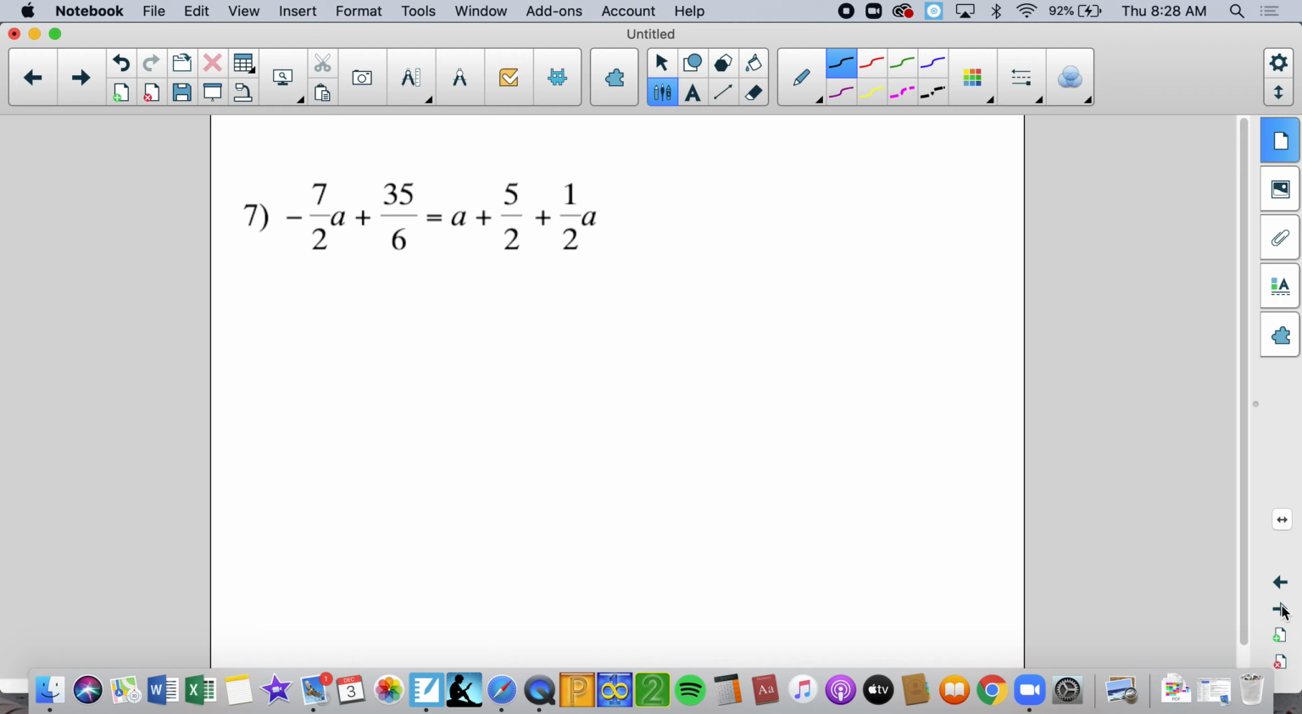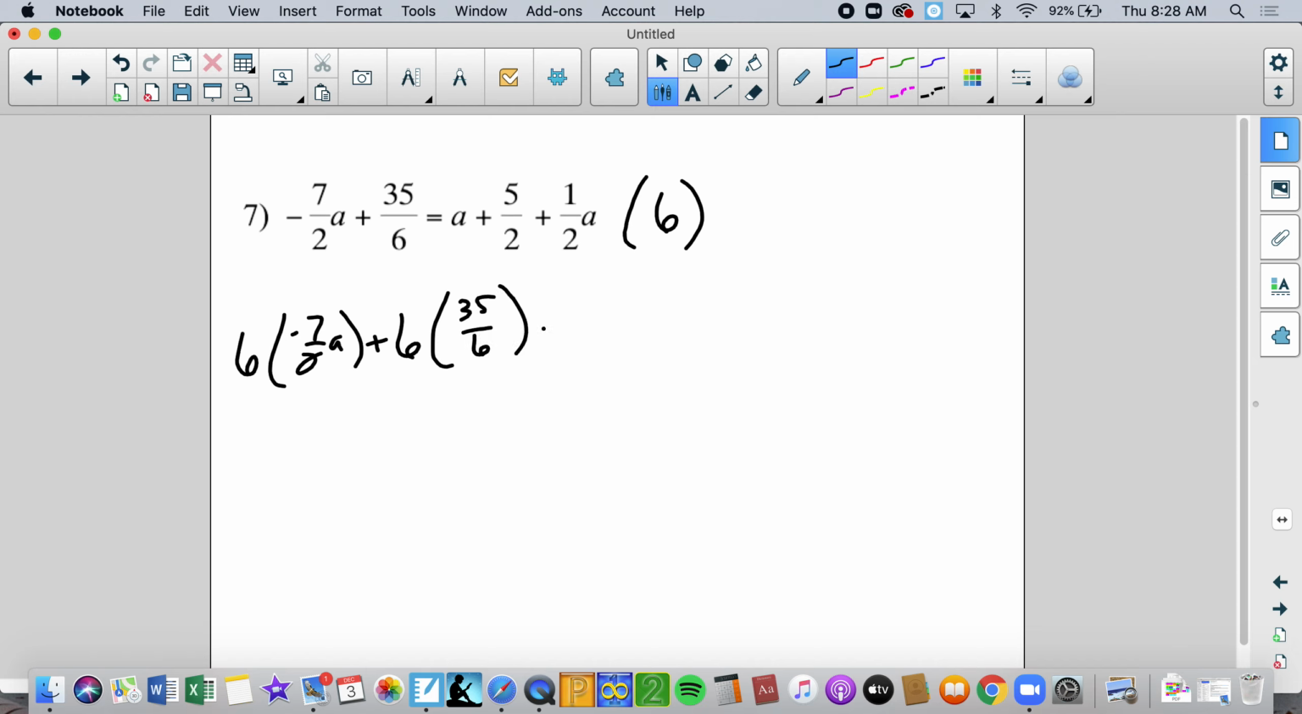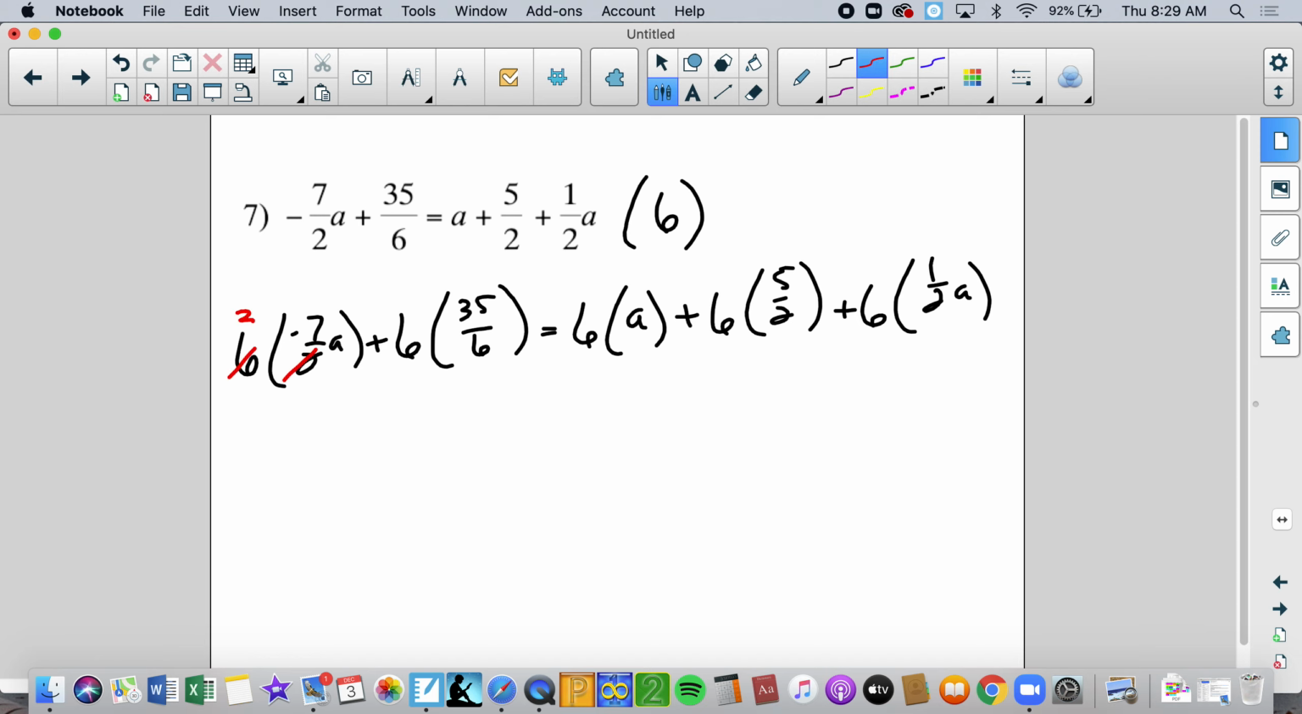That's a good one. 2, 6, 2, and 2, our LCM is 6. 6 times negative 7/2 a plus 6 times 35/6 equals 6 times a plus 6 times 5/2 plus 6 times 1/2 a. Let's cancel denominator with numerator. That makes a 3. And then we multiply 3 times negative 7a, which is negative 21a. My 6 in the denominator cancels with my 6 in the numerator. Leaves me with 35. 6 times a is 6a.